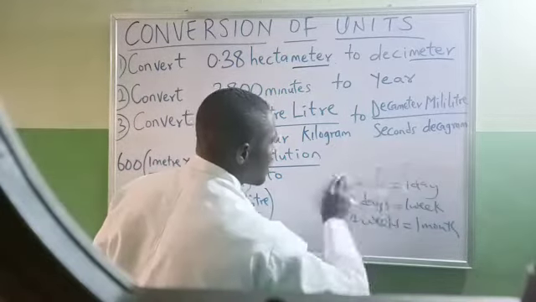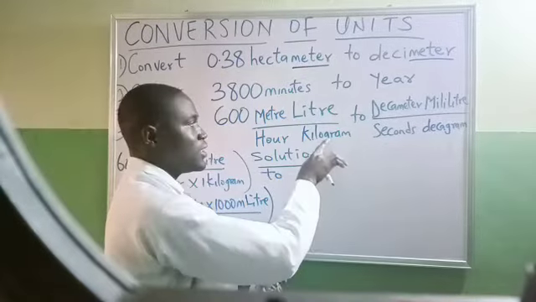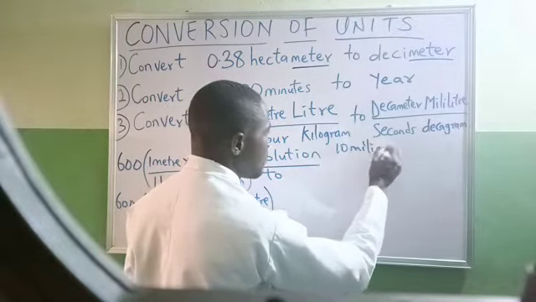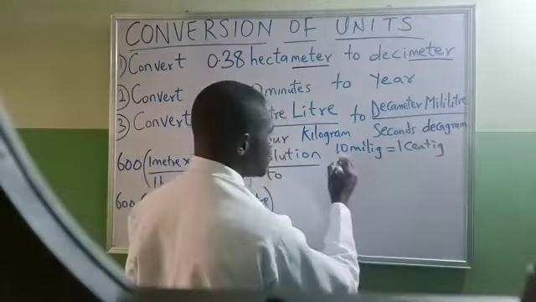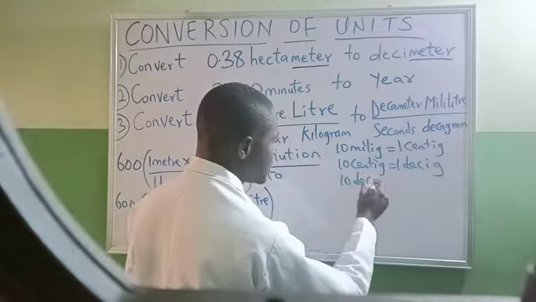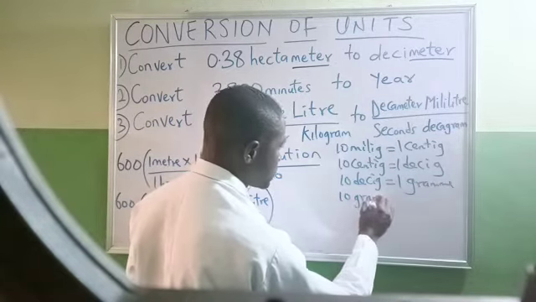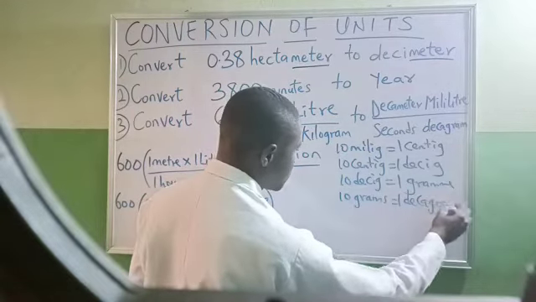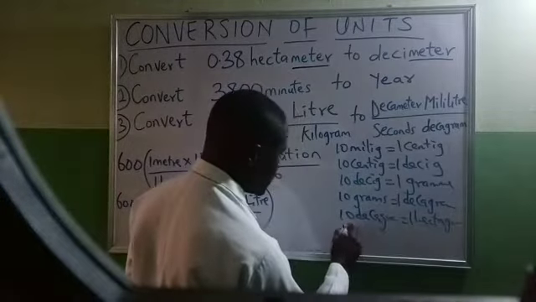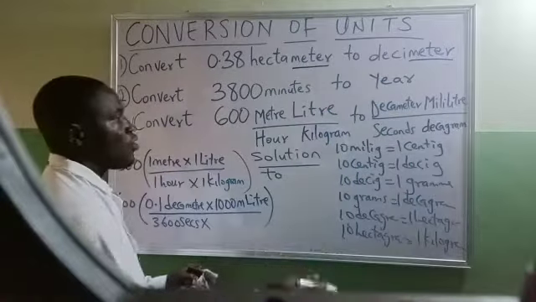Now, for kilogram and decagram, we go to mass relationship. All the process we have in length and in volume remains the same, only that they will change with letter gram. Now, we say 10 milligram equal to 1 centigram. 10 centigram equal to 1 decigram. 10 decigram equal to 1 gram. 10 grams equal to 1 decagram. 10 decagram equal to 1 hectogram. 10 hectogram equal to 1 kilogram.